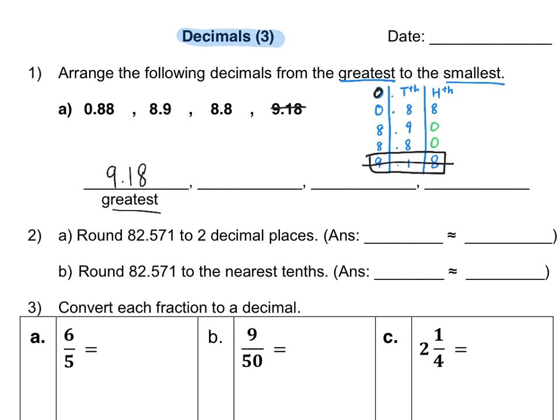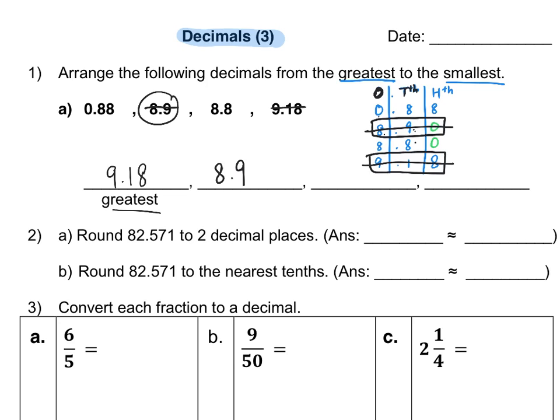Same thing, we look at the ones place. Between 0 and 8, which is greater? 8 and 8 is greater. So because they are the same, we move on to the tenths place. Between 9 and 8, which is greater? 9 is greater. So the next greatest decimal is actually 8.9. Okay, do not write the 0 at the back. It should be 8.9. We cancel after writing.